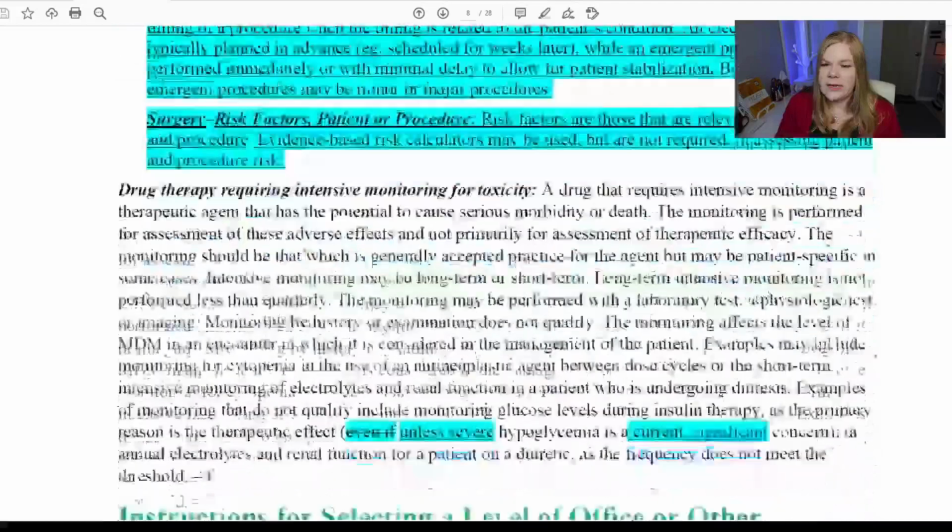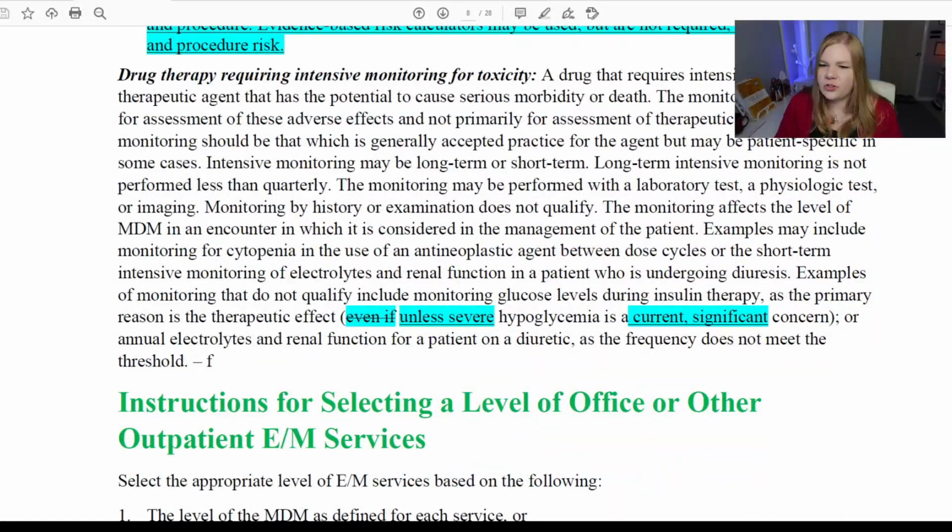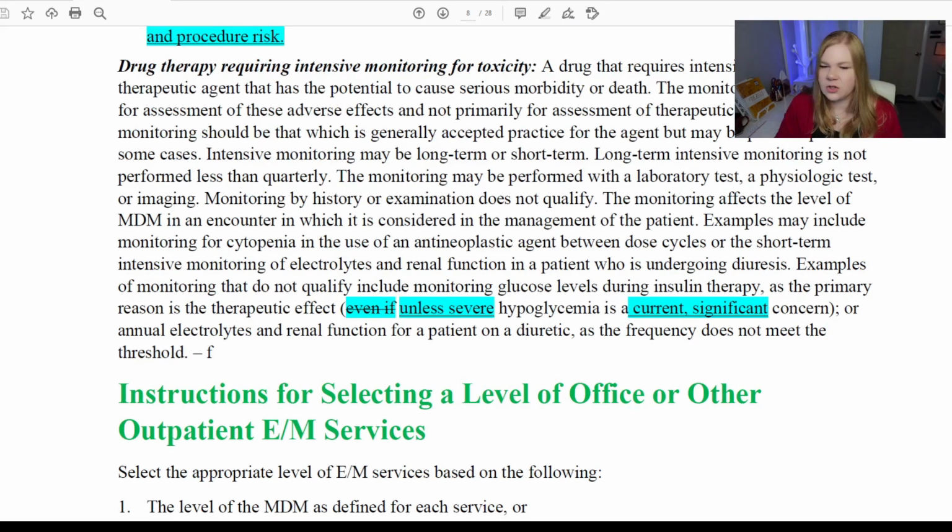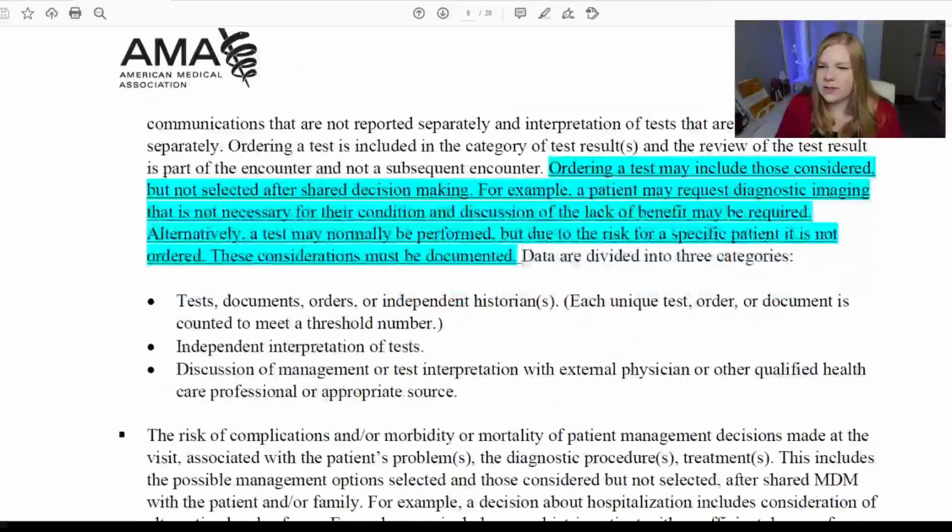What do we got next on here? So just some minor changes here. They said is the therapeutic effect, and they removed even if, unless severe hypoglycemia is a current significant concern. And let's see, where is the next part? Ordering a test may include those considered but not selected after shared decision making. For example, a patient may request diagnostic imaging that is not necessary for their condition, and discussion of the lack of benefit may be required. And alternatively, a test may normally be performed, but due to a risk for that specific patient, it's not ordered, like maybe they're on blood thinners or something.